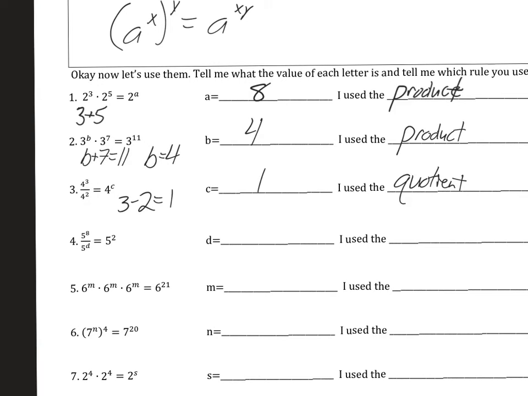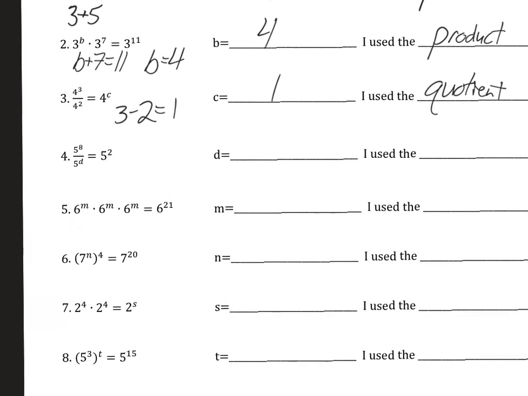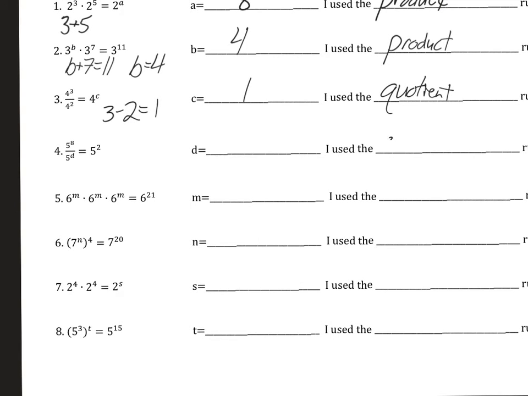The next one, what do you think this one is? Well, again, it looks like quotient rule. So I'm going to write quotient. Okay, so I have 8 minus d equals 2. So let's go ahead and add 8 to the other side. So negative d equals 10. So d equals negative 10, because I want to divide both sides by that negative 1. Okay, now go ahead and try the next one.